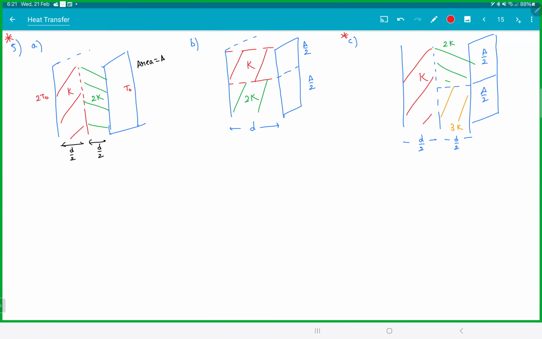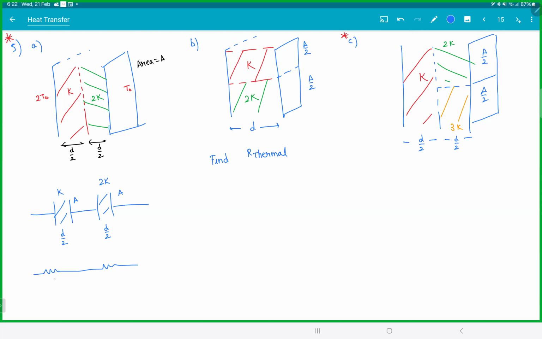Let's get this. Find R equivalent. In all the cases, find the equivalent resistance. In case you're confused, I'll help you with one. The first one, if you see it, I can write this thing like two slabs, isn't it? So I can treat them as two resistors. D by 2, area is A. D by 2, area is A. This is K. This is 2K. So this can be written as one resistor and one resistor.